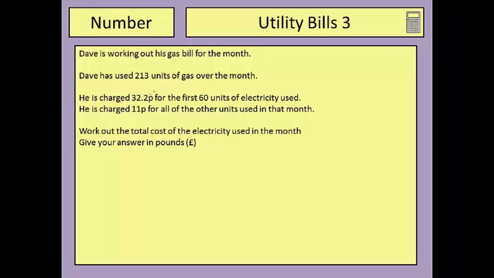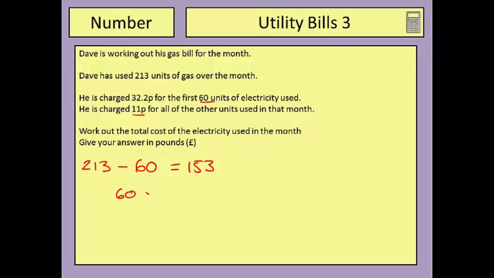Okay, in this question then, it tells me that Dave has used 213 units of gas over the month. This is quite handy because I don't need to actually work this out, it tells me in the question. It does tell me that he's charged 32.2 pence for the first 60 and then 11p for anything he uses past that. So what I'm going to need to do is take his total, which was 213, and take away these 60 units. That will show me how many he actually uses that are charged at 11p, and that tells me it's 153 units.